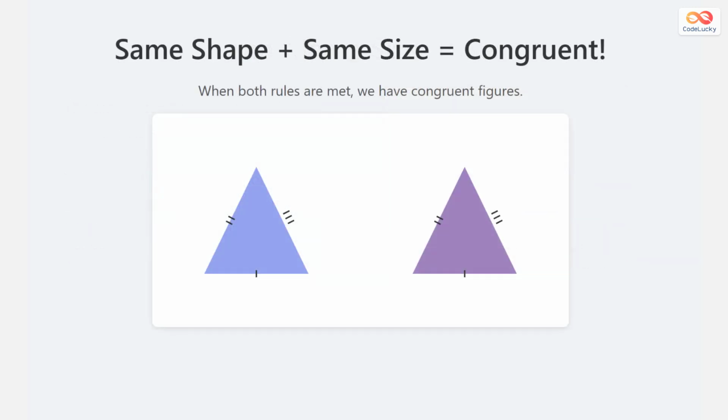When you put both rules together, you get congruence. A figure must have both the same shape, meaning equal angles, and the same size, meaning equal side lengths, as another figure for them to be called congruent. They are a perfect match in every way.